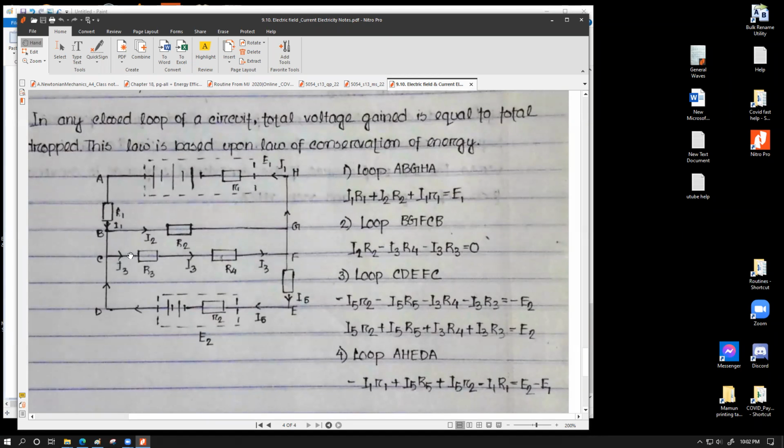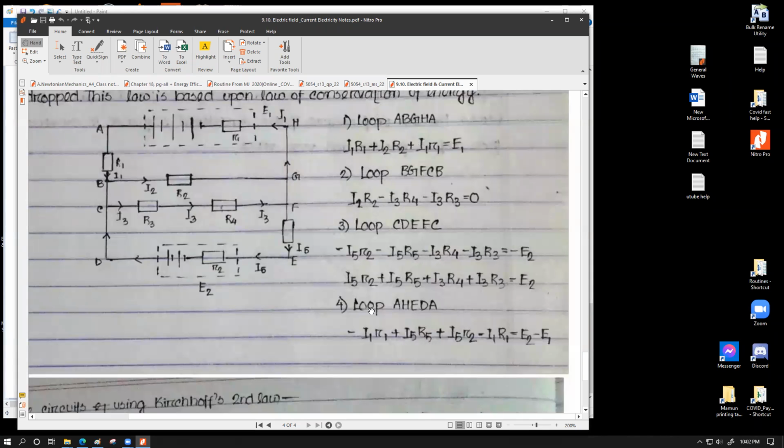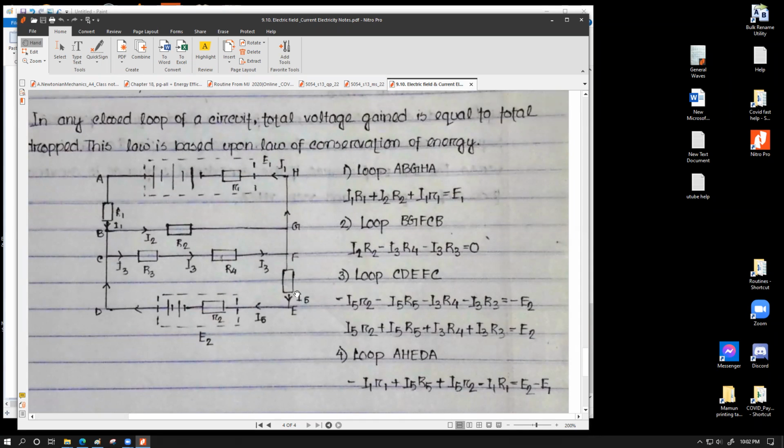Then we can have loop CDEFC. And the fourth loop that we have over here is AHEDA, the outside loop. We can actually have more loops over here. For example, you could also consider a loop that looks like this: ACFHA. This is also another loop.